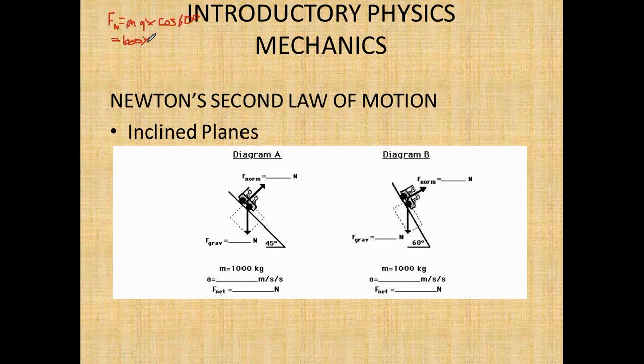Acceleration due to gravity is 9.8 meters per second squared. And the cosine of 60 degrees. So you go to your calculator, you get cosine, you put 60 degrees in, and that comes out to 0.5. So the cosine of 60 is 0.5. Okay.